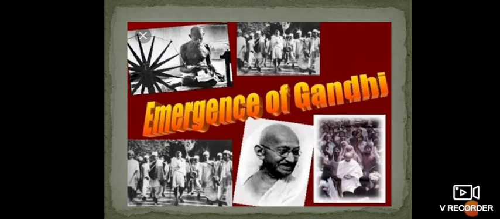He was the son of the Diwan of a small state. His mother Putli Bai was a very religious lady and had a deep influence on him. Gandhiji went to England in 1888 to study law. He came back to India in 1891. After completing his studies, he started practicing as a lawyer, first in Rajkot and then in Bombay. After this, he went to South Africa and started practicing there too.